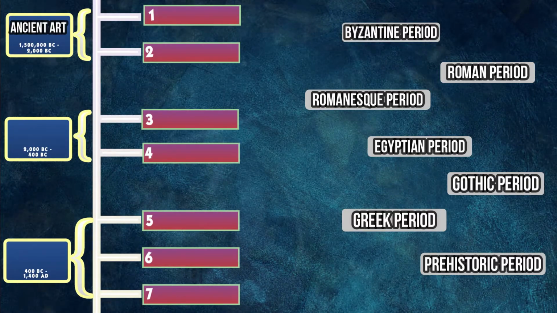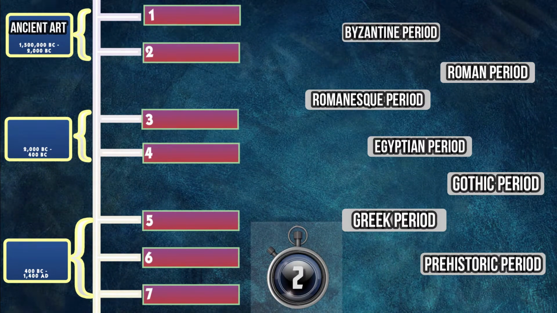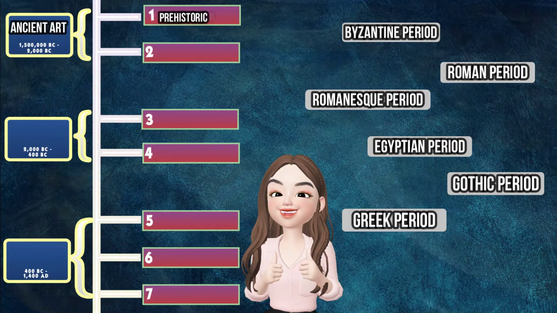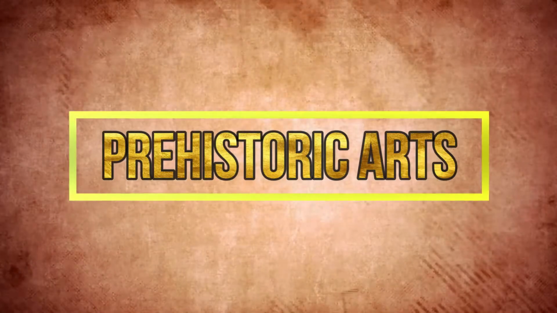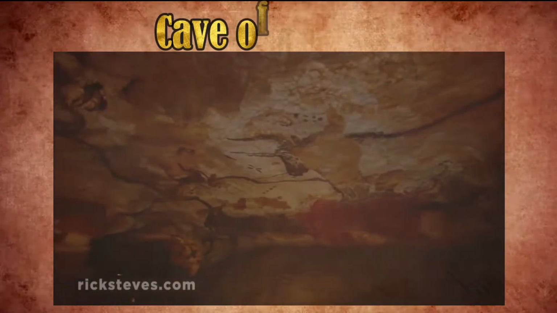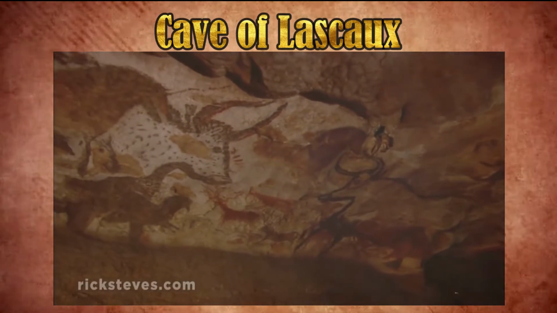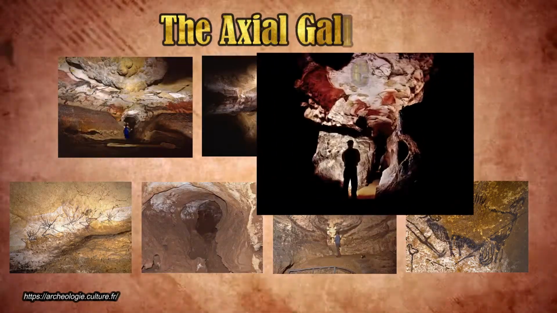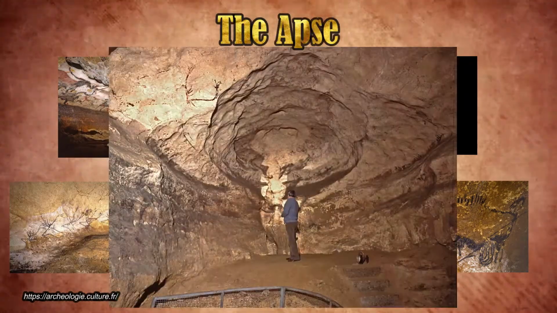For the first item, can you guess the answer? Correct! First is the prehistoric period. Let's go see the prehistoric arts. Prehistoric paintings. One of the famous cave paintings can be found at the Cave of Lascaux, also called Lascaux Grotto. The cave has been divided into 7 sectors: the Hall of Bulls, the Axial Gallery, the Passageway, the Nave, the Chamber of Felines, the Apse, and the Shaft.